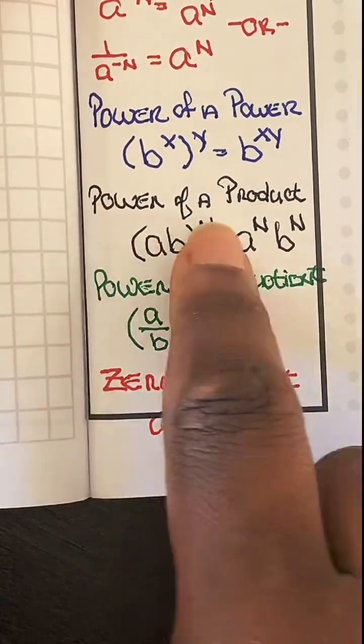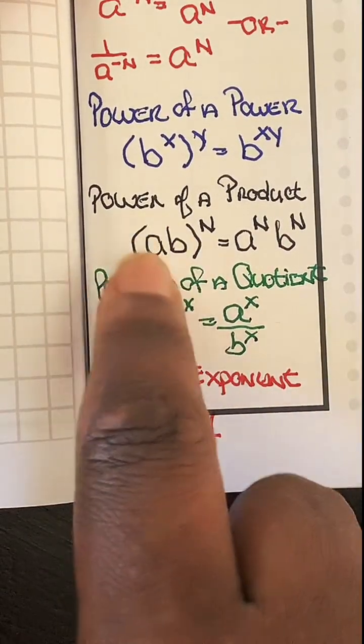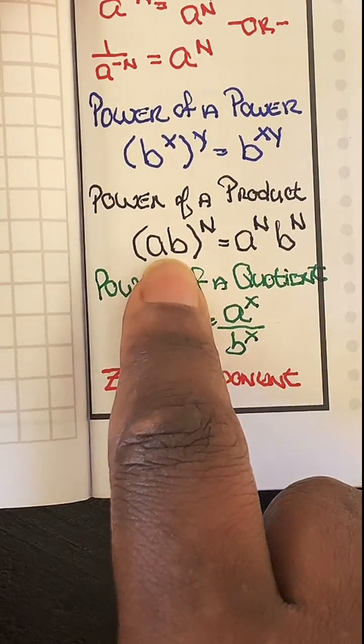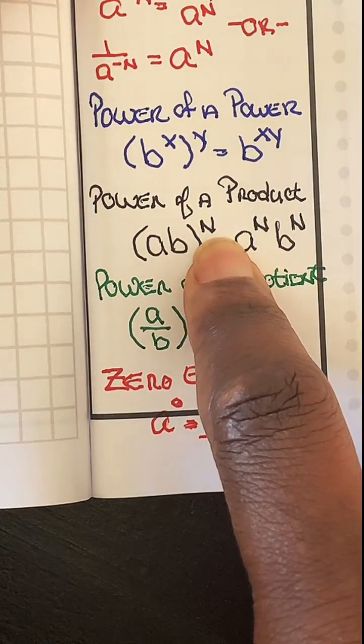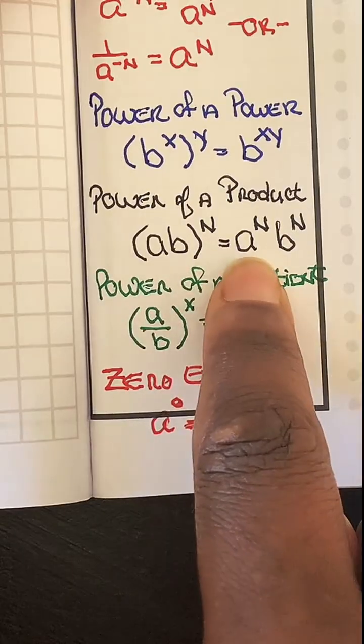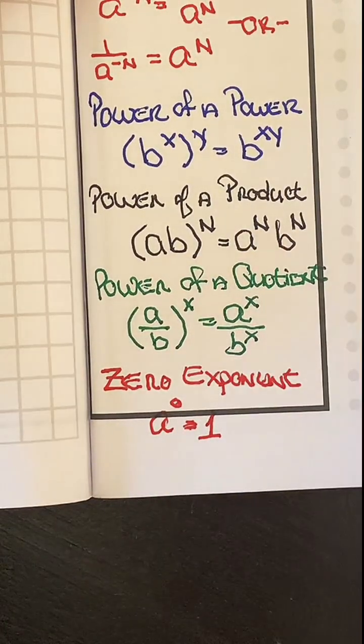All right. So, power of a product. This is when you have something that's being multiplied inside the parenthesis. Everything is being raised to a power. So that means the A is being raised to that power and the B is being raised to that power.